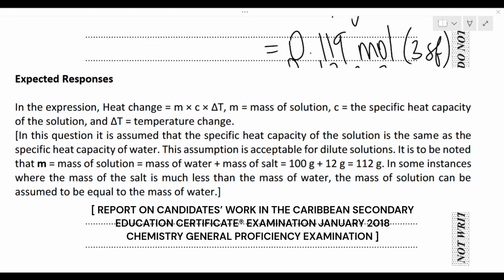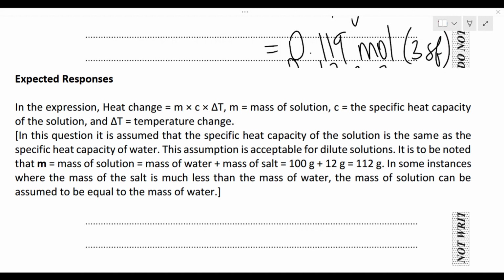I'll put it on screen. In this question, it is assumed that the specific heat capacity of the solution is the same as the specific heat capacity of water. This assumption is acceptable for dilute solutions. And it is to be noted that M, which is the mass of the solution, is the mass of water plus the mass of salt. 100 grams plus 12 grams is 112 grams. In some instances where the mass of the salt is much less than the mass of the water, the mass of solution can be assumed to be equal to the mass of water.